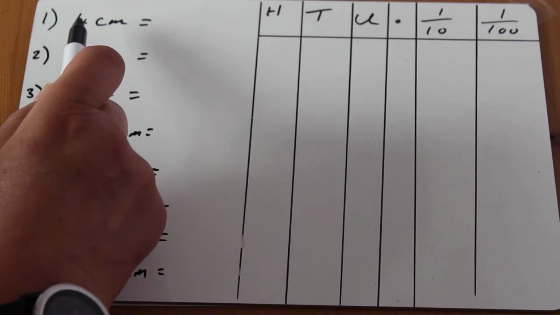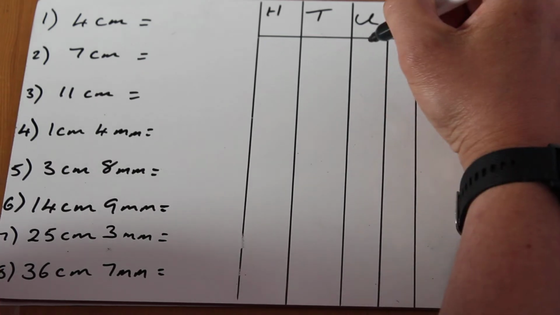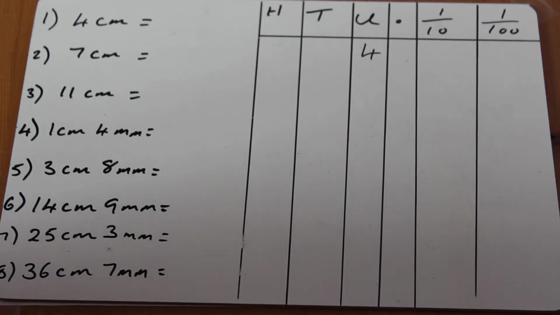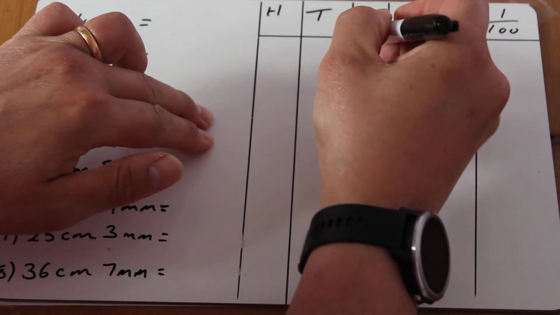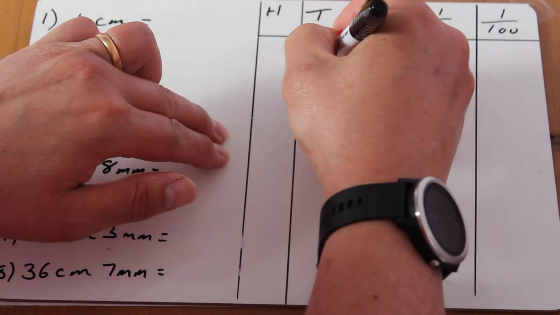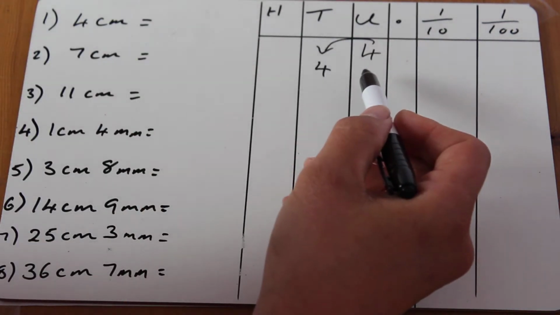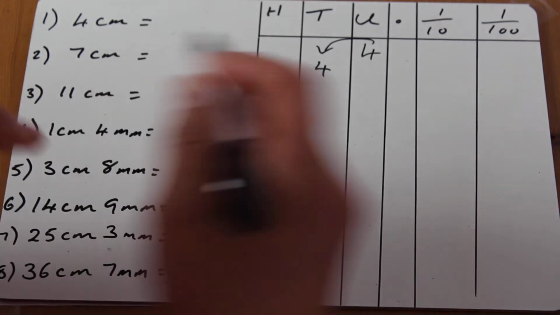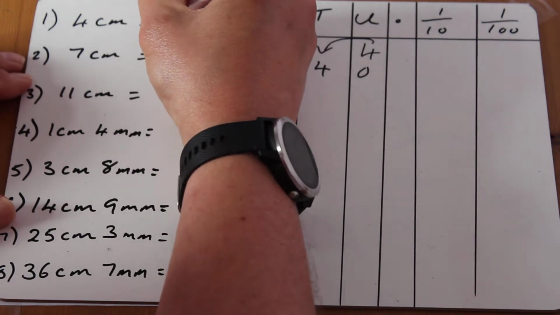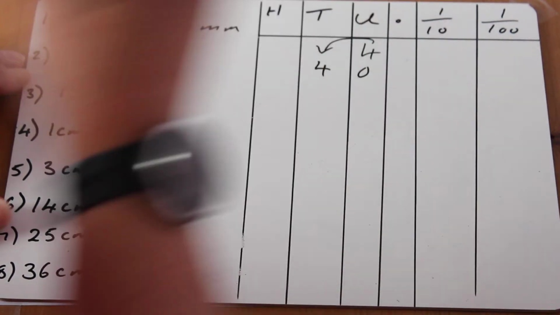So we're going to start off with 4 centimetres. All I do is put my 4 in the units column. Now, there are 10 millimetres to every centimetre. What that means is that we make our answer 10 times bigger, which means that this 4 is going to jump into this column here. So if my 4 suddenly moves there, that means this column is empty, which means I need to put a 0 in there. That now gives me my answer of 40 millimetres.